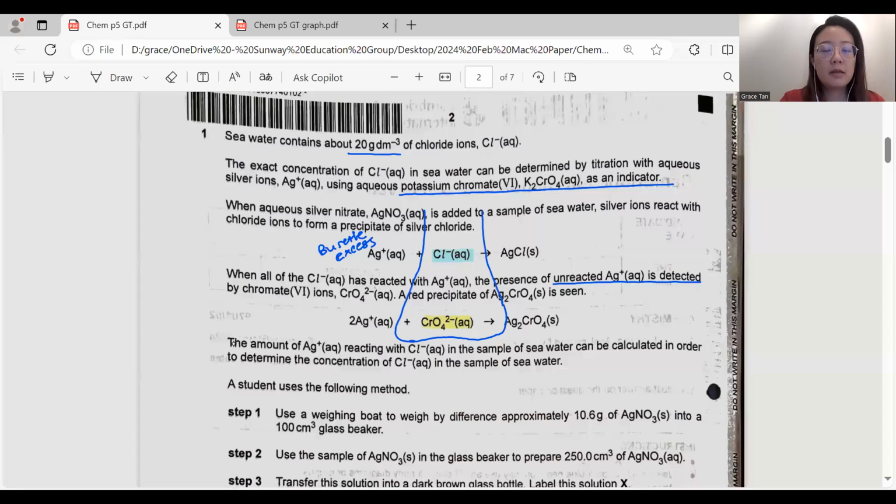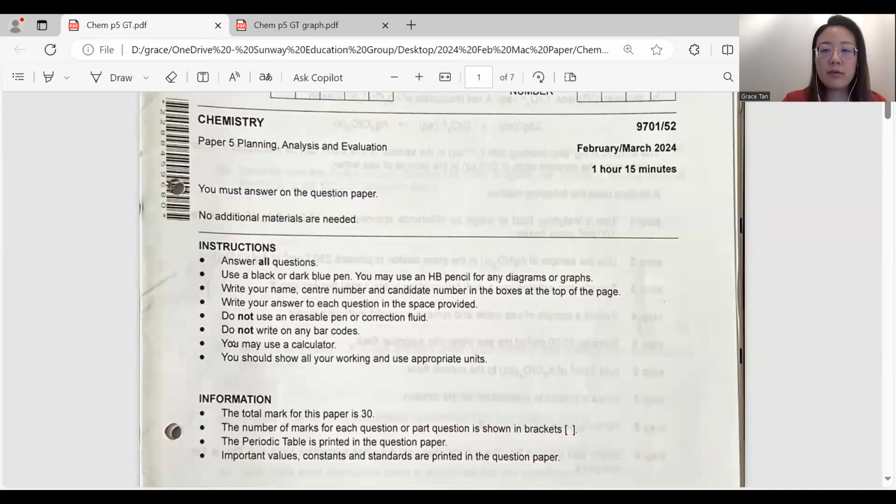All right. Now, let me just scroll up to show you that this is the 2024 February-March paper 5-2. Question number 1.